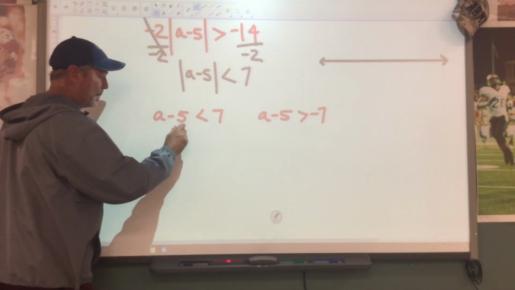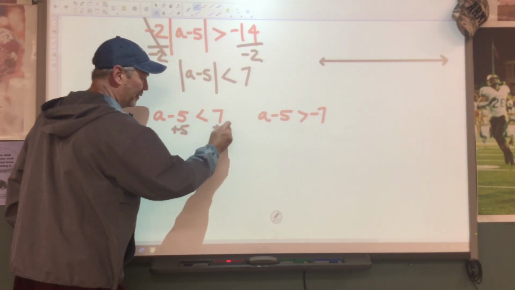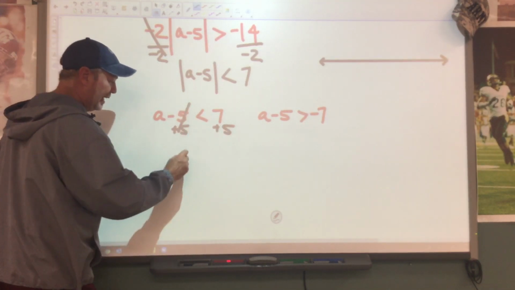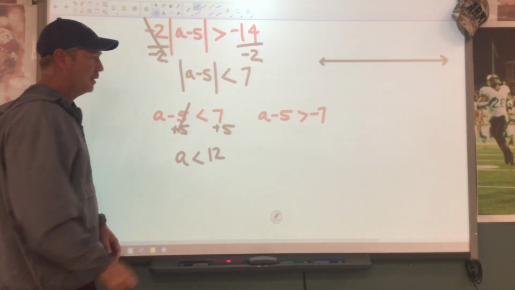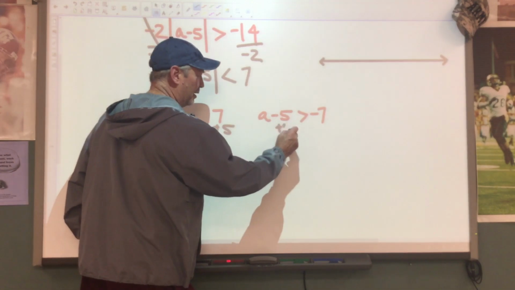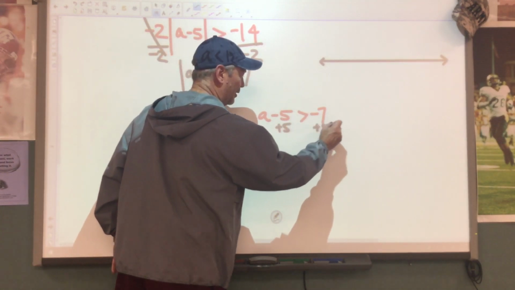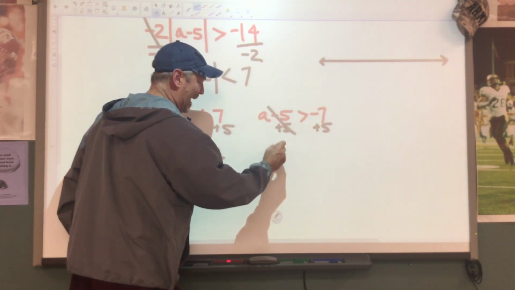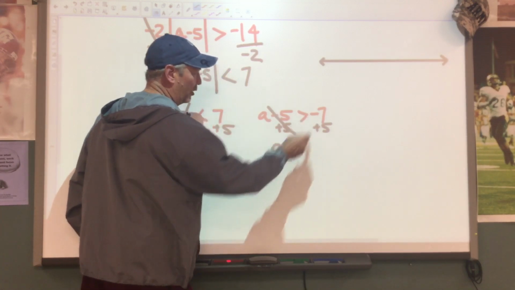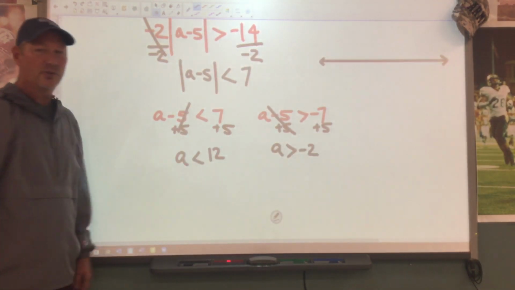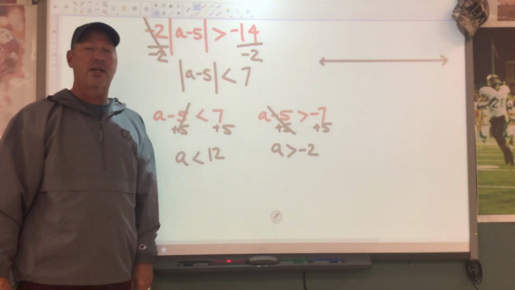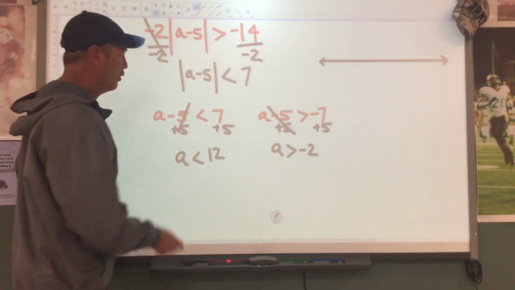Plus 5, plus 5. This cancels. I get a is less than 12. Plus 5, plus 5. This cancels. A is greater than, look at that, that's going to get you a negative 2. These are my two answers. They're going to ask me to go over there and graph them. So we're going to go over here and graph these.